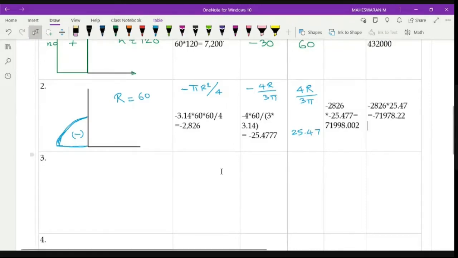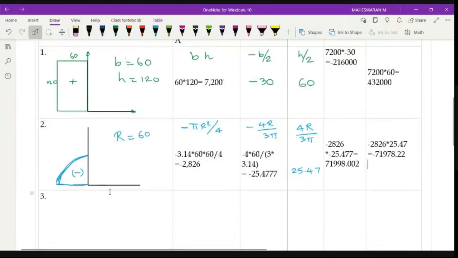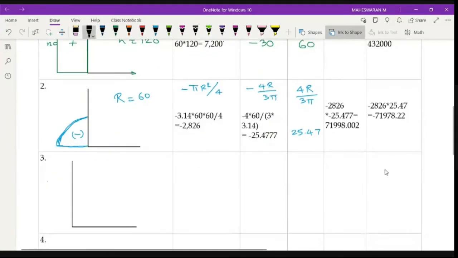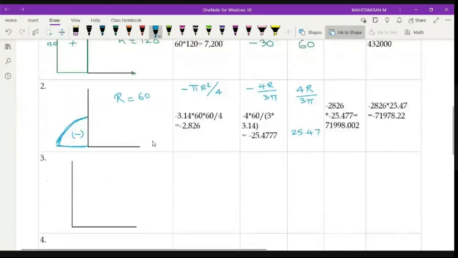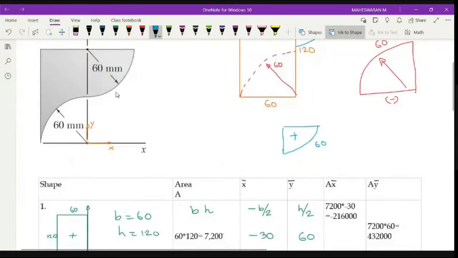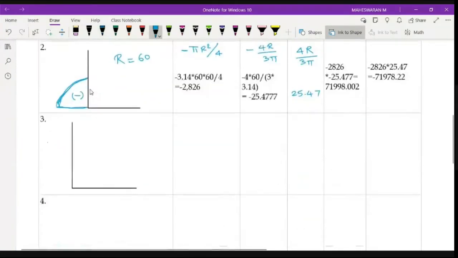Okay, right. So this part is also over, right? So if I consider this third part, I can see that the third part is here, which is 60 mm radius. Okay, so you can see that it is in the first quadrant. It is in the first quadrant. So I have to draw it somewhere here. This is my part. So somewhere here.